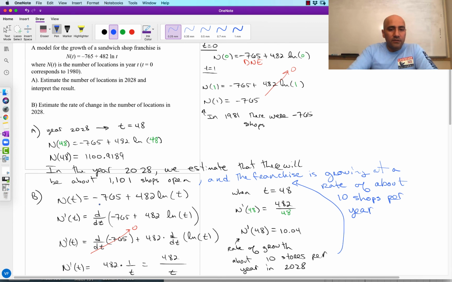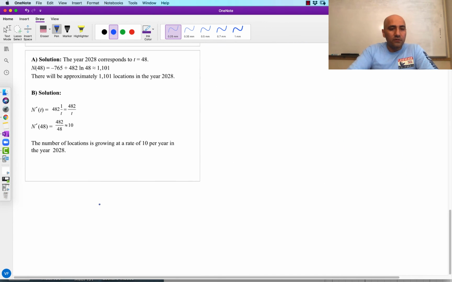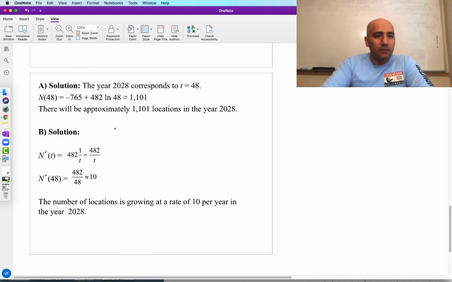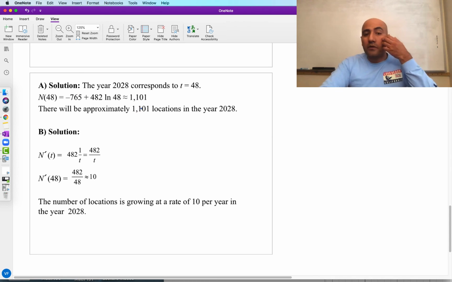Okay, so here is what your author wrote as a solution. Same thing. It looks a little neater. So the year 2028 corresponds to t equals 48. So we just plug in a 48 into our equation, get our calculator. It gives you about 1,101. So there will be approximately 1,101 locations in the year 2028. And then for part B, we took the derivative, same thing, plugged in a 48, which corresponds to the year 2028. Divide, and we get approximately 10. So the number of locations is growing at a rate of 10 per year in the year 2028.